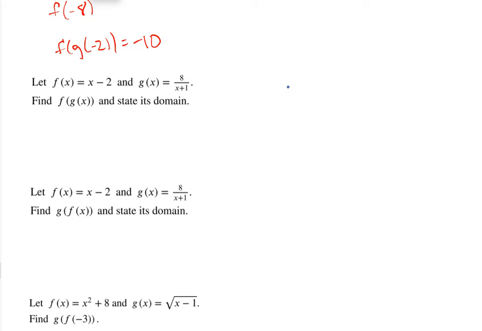Here we have the same starting functions, f of x and g of x, but now we need to write a rule for the composition f of g of x. So I'm going to take the g of x function and put it inside of the f of x function for x. So f of g of x is going to be, instead of the x, I'm going to write this.